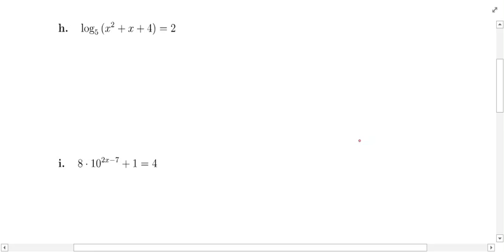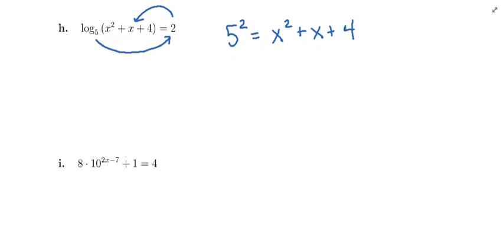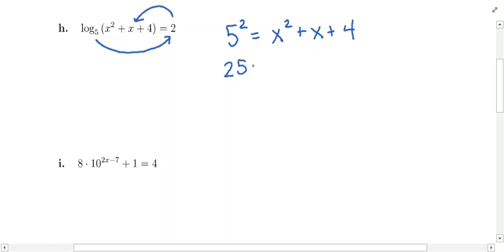What you need to do for a logarithmic equation: so far, the method we know is to use either the properties of logarithms that we've learned or the arrow method. The arrow method is going to work well here. If you take the base of 5 and raise it to the second power, that's going to give you the quantity x squared plus x plus 4. Doing the arrow method gets rid of the logarithm. So look at what we're left with: 25, that's 5 squared, is equal to x squared plus x plus 4.